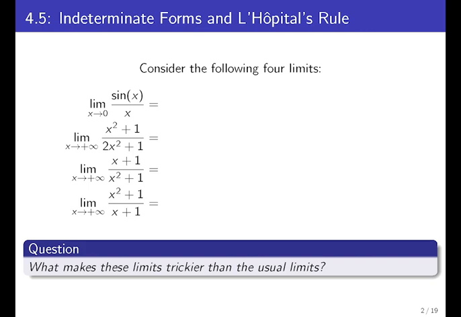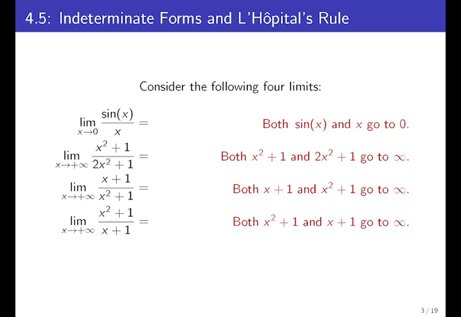As you see in front of you, there are 4 limits that were amongst the harder limits we had to take in this class. So what makes them trickier than other limits? The first limit has the property that both the numerator and denominator go to 0, as x goes to 0. The next 3 limits all have the property that both the numerator and denominator go to infinity as you take the limit as x goes to infinity. The worst part of all is all these limits have different values.